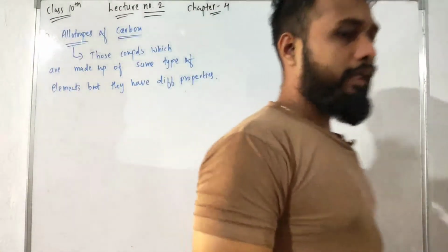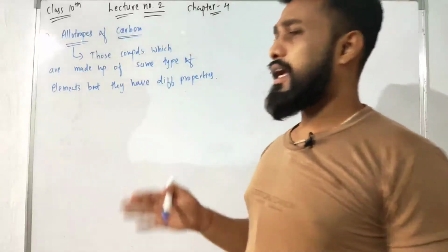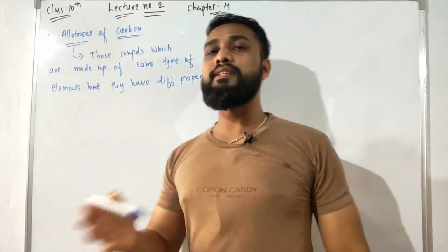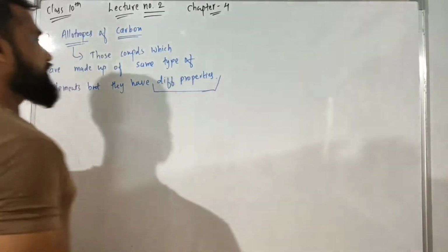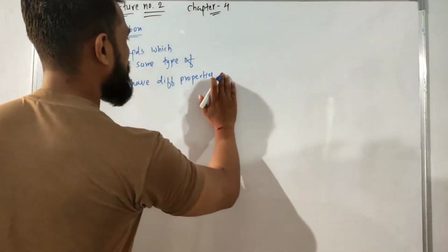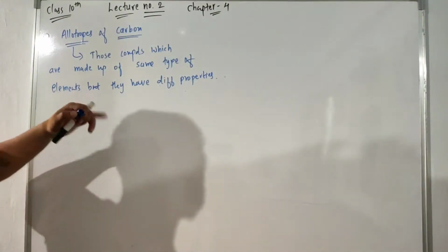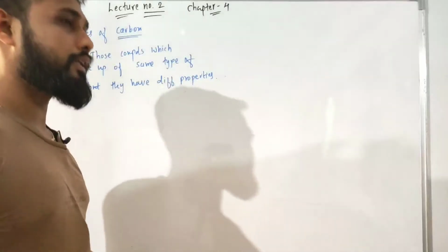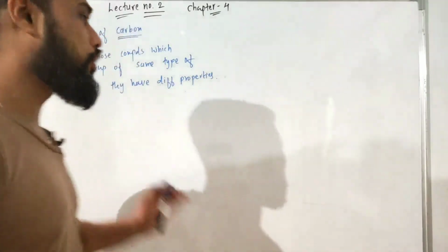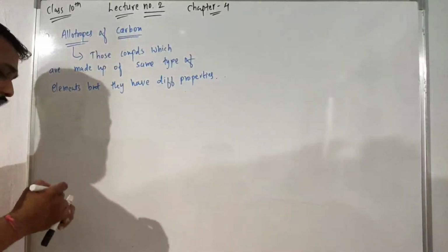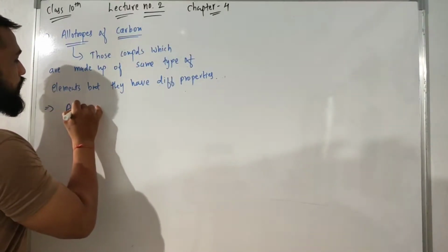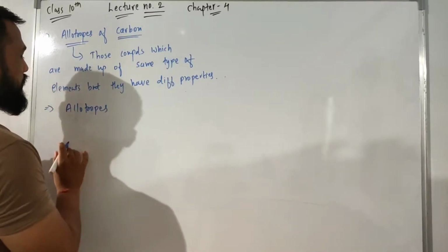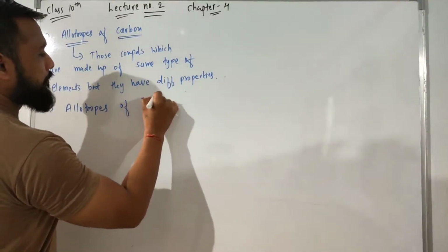Now properties means that they have different types of chemical properties and physical properties. So both properties are included in this word, different properties. So those compounds which are made up of the same type of elements but have different types of properties are called allotropes. But here we are talking about only the allotropes of carbon. So let's talk about allotropes of carbon.